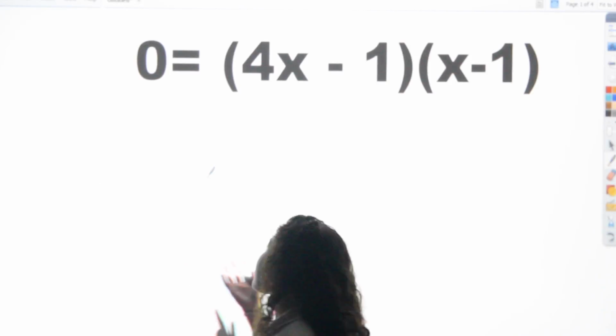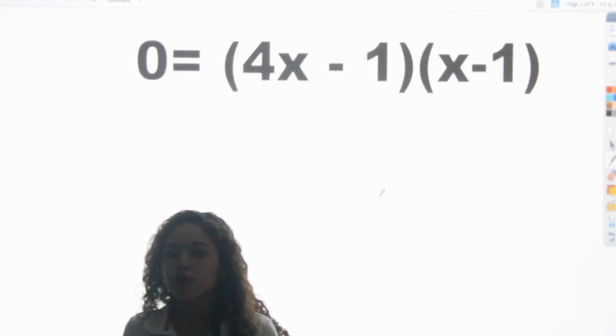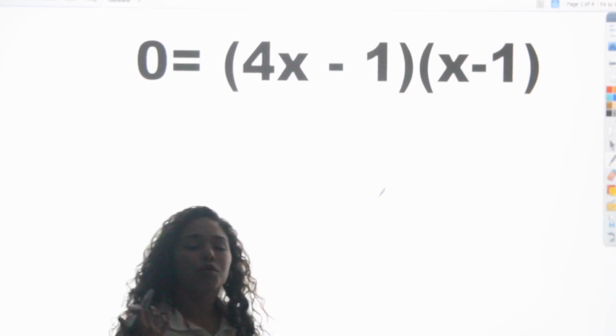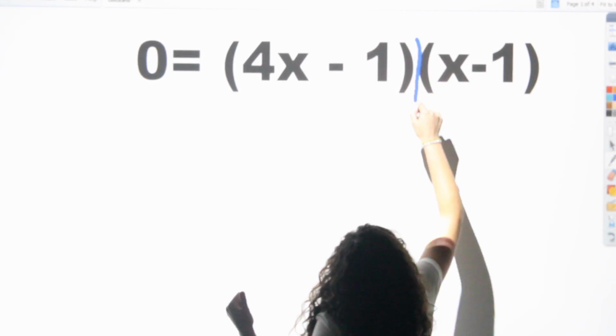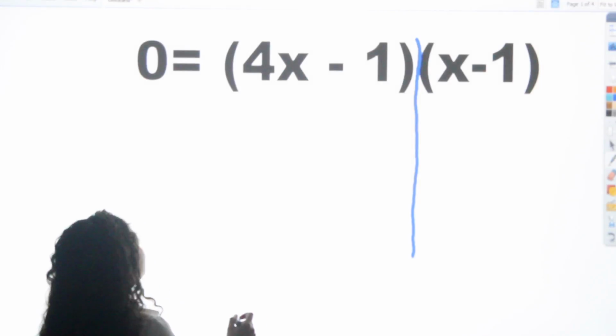We are going to start with something simple. We're going to solve the equation. A good thing to do to make it easier for you is drawing a line between the two so you don't confuse your work. And we're going to start with this side.